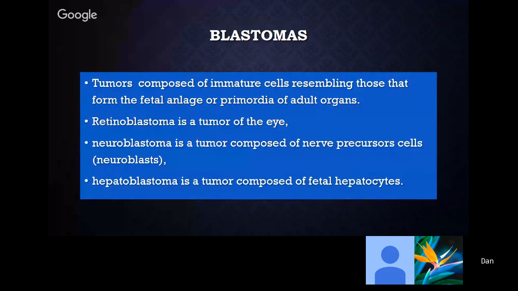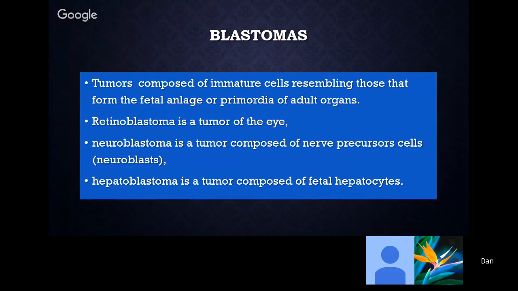So the blastomas, every time you hear blastoma, it means immature, it means baby, it means aggressive. And most of the kids, most of the newborns that might have a tumor are going to have blastomas. And it means that death will happen very fast. But it's not always the case.